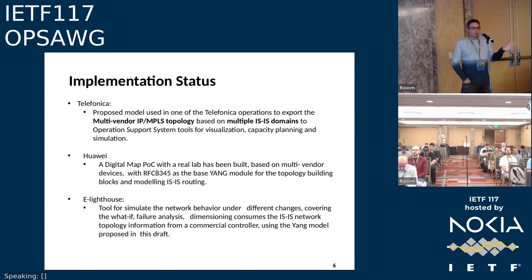In one of our operations, we took this model, prepared it, and sent it to a couple of tools with no assumptions: you are only allowed to do the analysis based on what we have. It's also in production, getting this information from one area of the network and using it. Also, Huawei's digital map models ISIS with a slightly different approach, so we need to converge on the details of the ISIS model. And one planning tool is also able to read this model and make simulations based on it. Next slide, please.